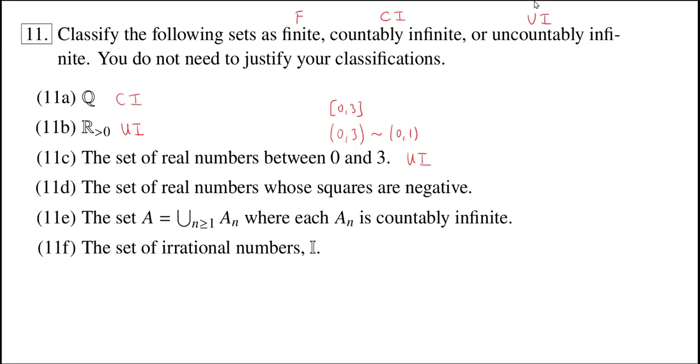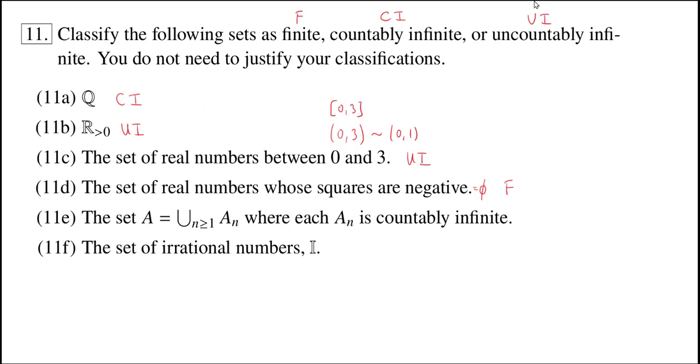Okay, the next one, the set of real numbers whose squares are negative. Oh, the squares are negative. Well, wait a second. When I square a real number, I always get something non-negative. So in fact, this is the empty set, and the empty set is finite.